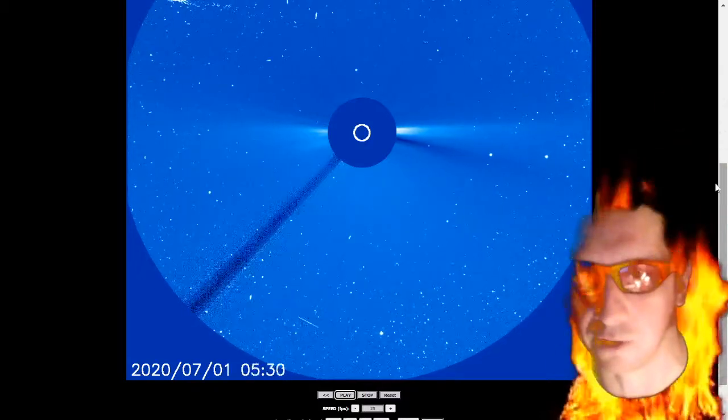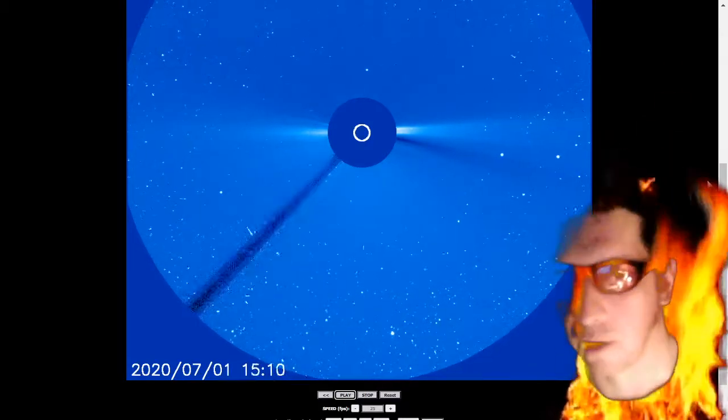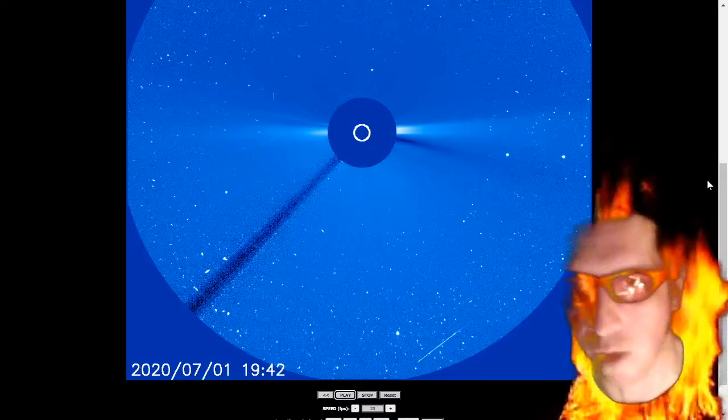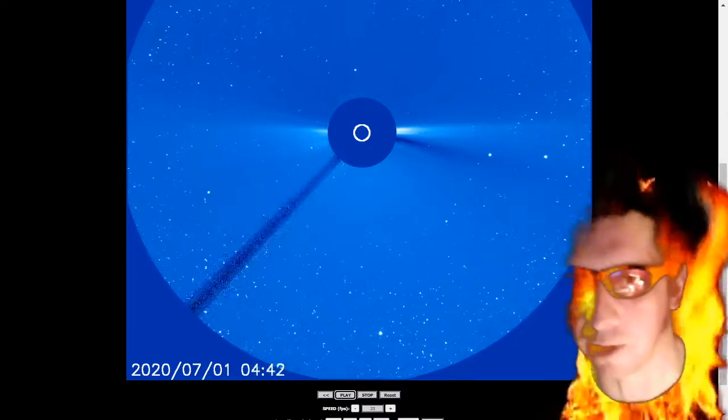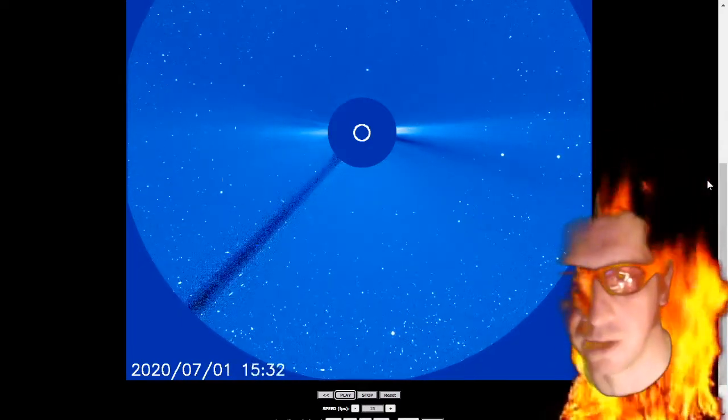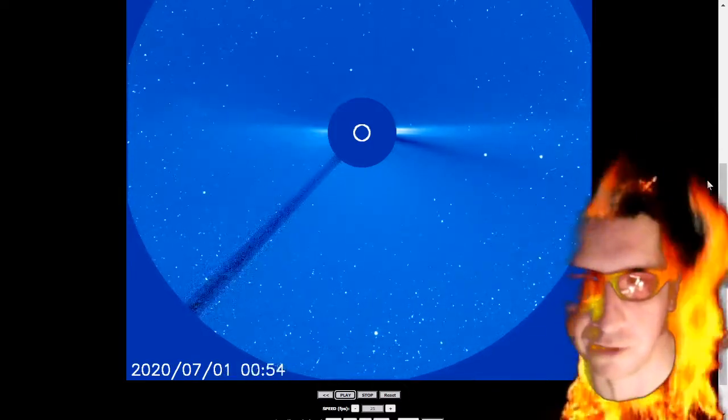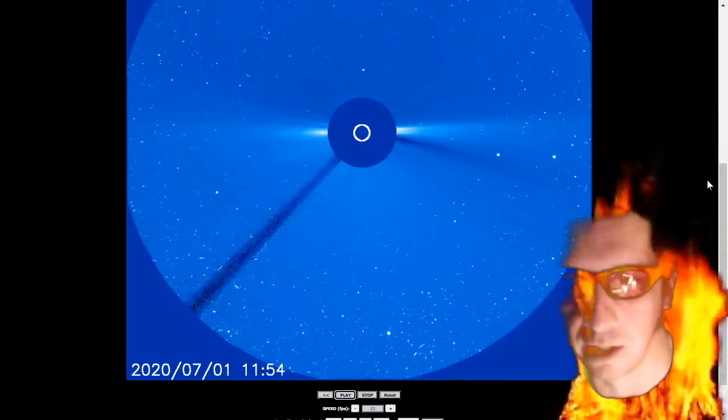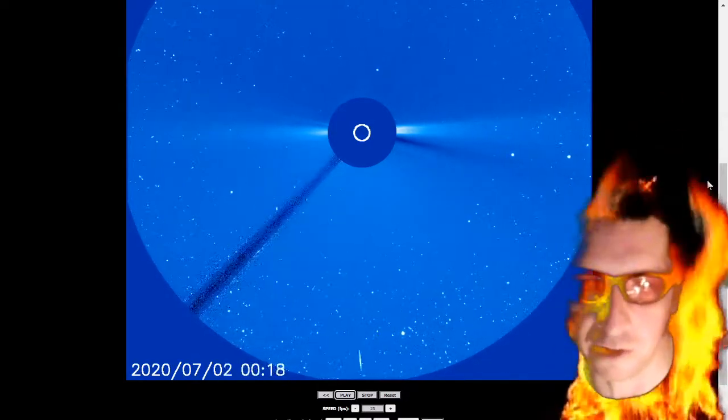And here's the LASCO C3, one of our favorite comet viewing sources. And we should see Mercury going across here momentarily. And there you can see that ejecta on the eastern limb of the Sun as well. Again, that's completely nowhere near facing Earth.